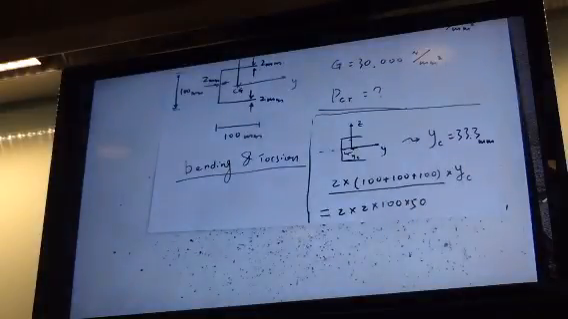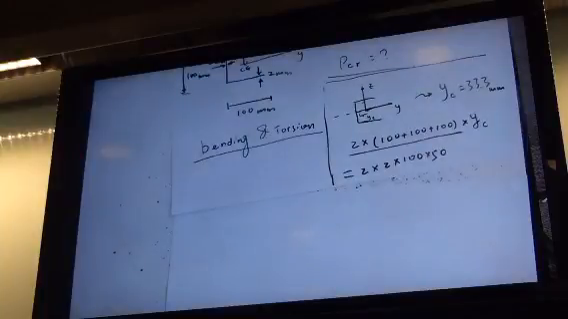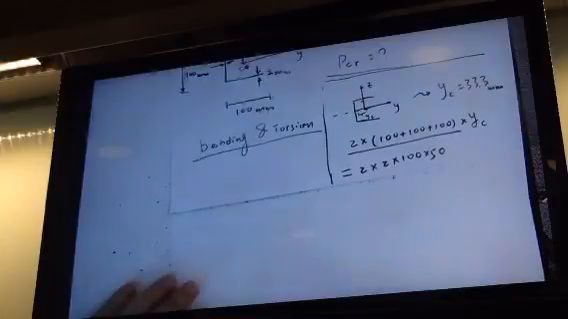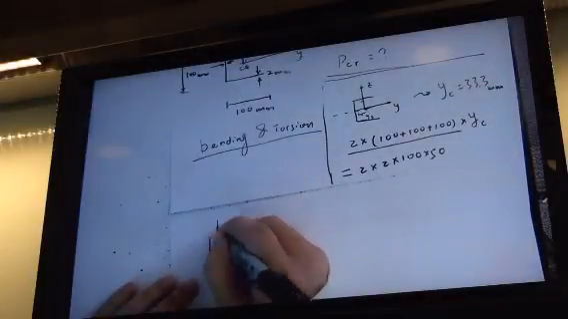How to calculate the centroid? You did this many times. I believe you know how to do that. And the second step is the distance between the centroid and the shear center. So right now you figure out, okay, this is Y, this is Z.